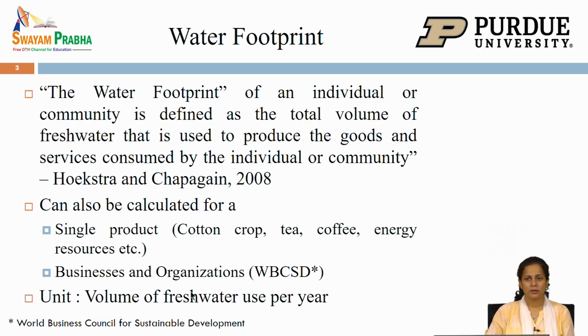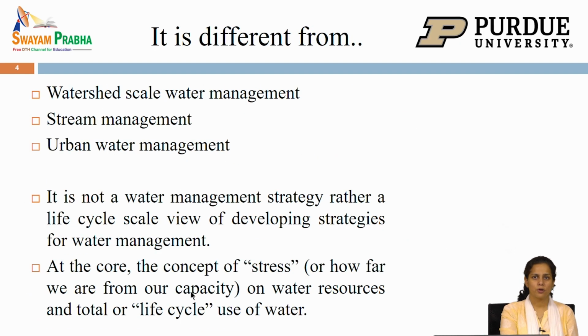It can be calculated for a single product. So, we can quantify how much water is being consumed for different kinds of products, for example, cotton crop, tea, coffee, energy resources, etc. We can also quantify that value for businesses and organizations. Most of the times the unit is volume of fresh water use per year. We will also see in a bit that there are different categories of water footprint that are defined based on where the water is being withdrawn or how the water is being made available for consumption. With this definition, let us put forward.